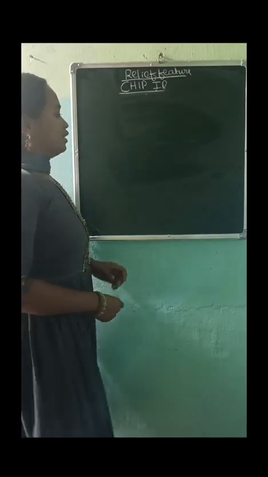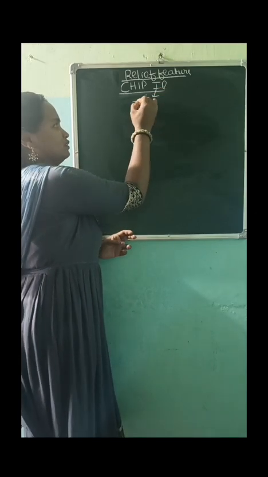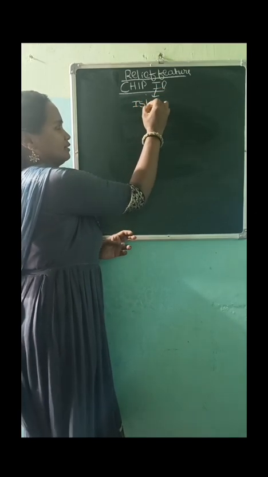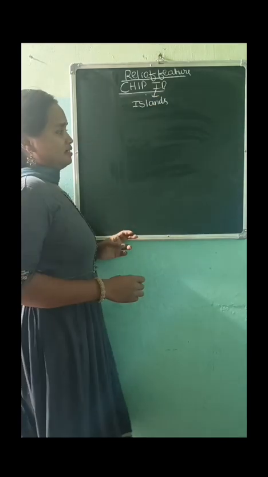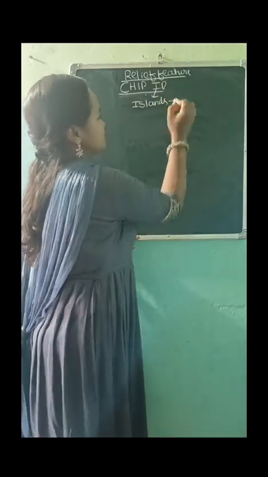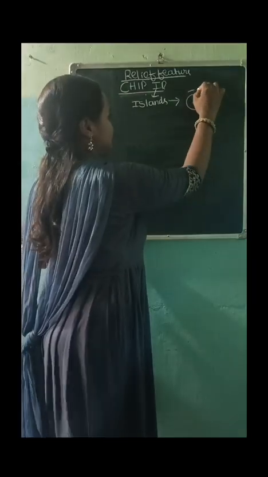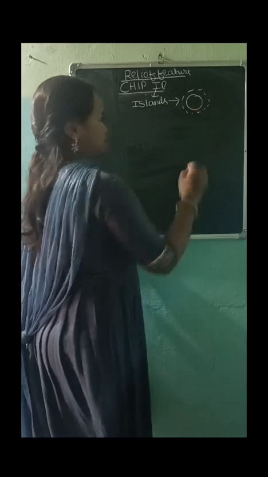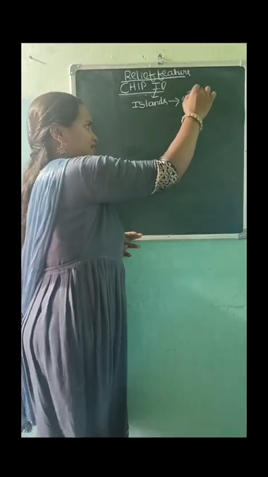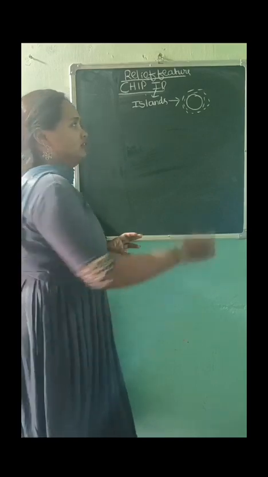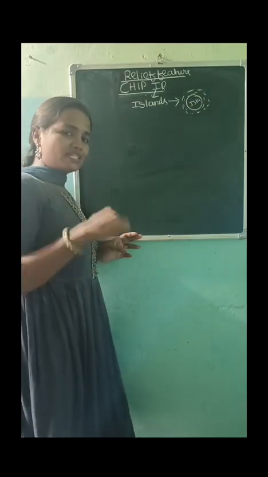Now, let me explain the next part. I stands for islands, right? As I told you in the previous part, an island means a land body surrounded by water on all four sides. That means all the sides are covered by water. Then this is called an island. Right? The land body is called an island.